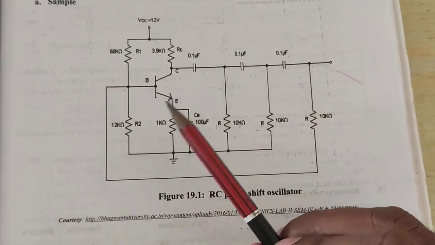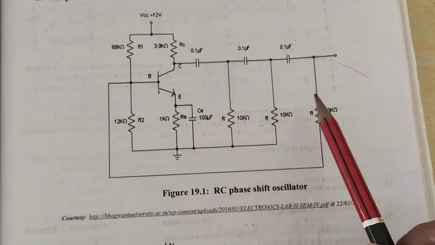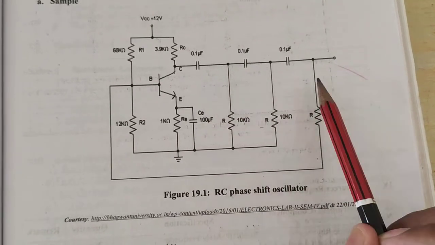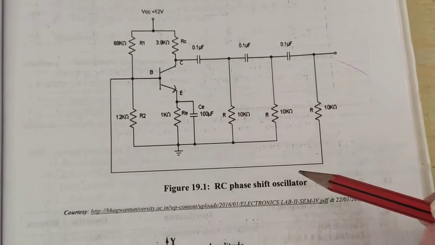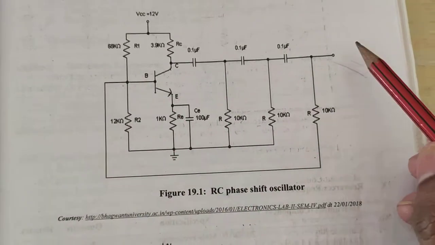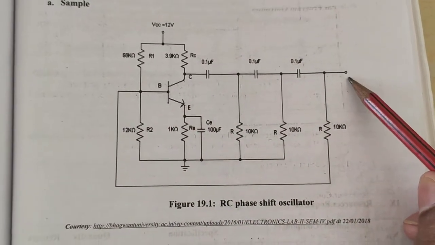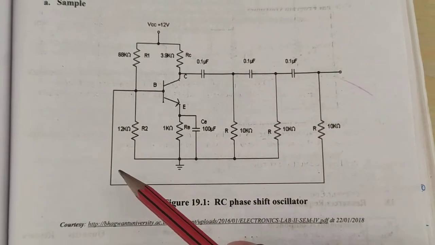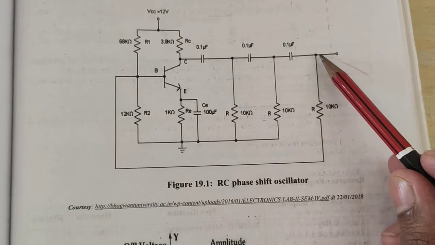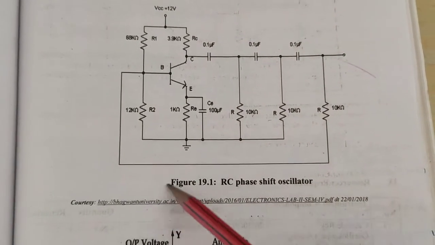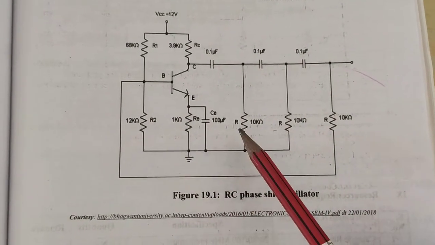In this you can see there are three RC sections. RC, RC and RC. There are three RC sections, and from the last section the feedback is given back to the input. Here you collect the output, but you don't give any input to it. In the last section, at the output side, you give a feedback to the input. So this is the working principle of RC phase shift oscillator.